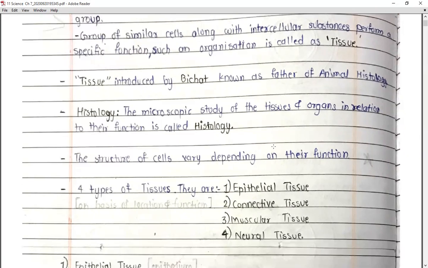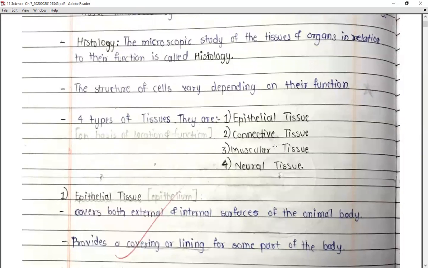The structure of cells varies depending upon their function, right? The particular structure of cells depends on their function, so they are of different types. As the cells are of different types, the tissues which are formed are also in different forms. Here four different types of tissues are observed, and the types are given on the basis of location and function. So what exactly the location of the tissue is, and what function it imparts in the body. Based upon these two things, four different types of tissues are observed, right?